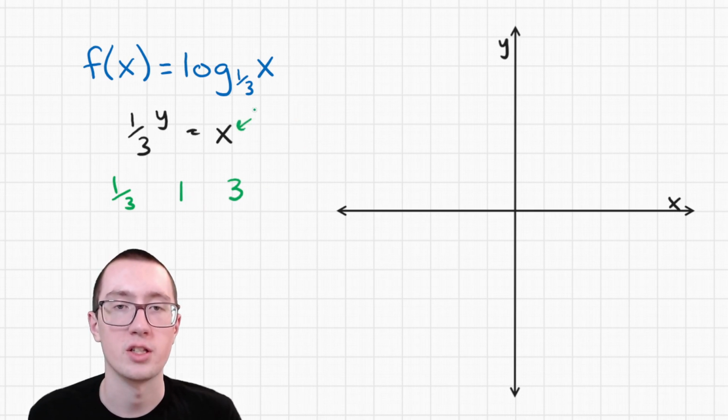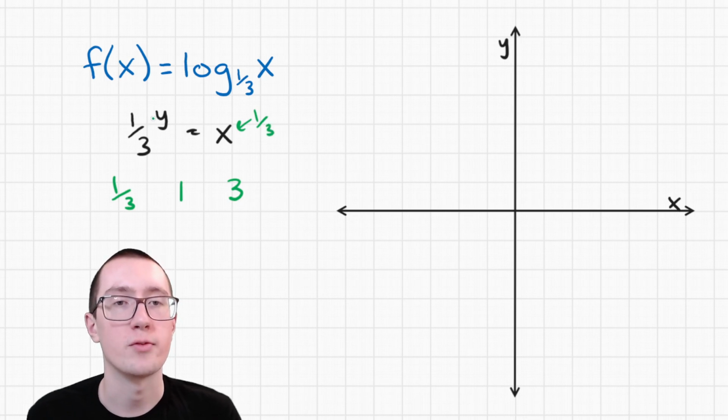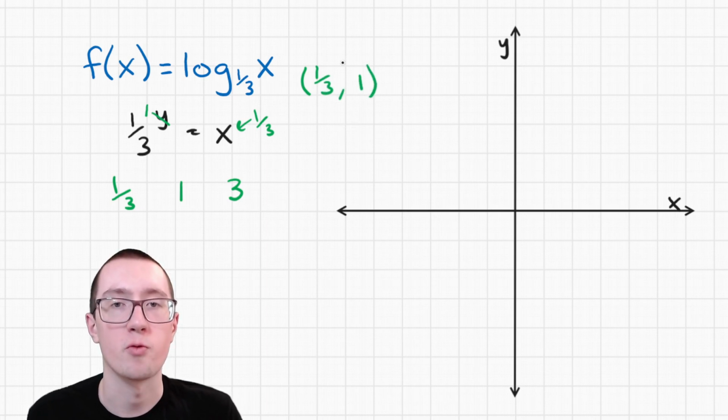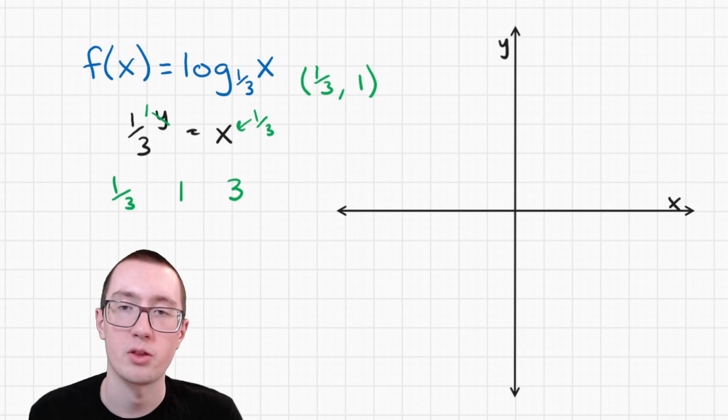So remember, when we plug in 1 over 3 for x, whenever you put something to the power of 1, it stays the same. 1 over 3 to the power of 1 is staying as 1 over 3. So our first point is going to be 1 over 3, 1. And if we were to plot that, we have 1 over 3 for x, so we're only going a third of a box to the right, and then we're going 1 box upward, so right here.